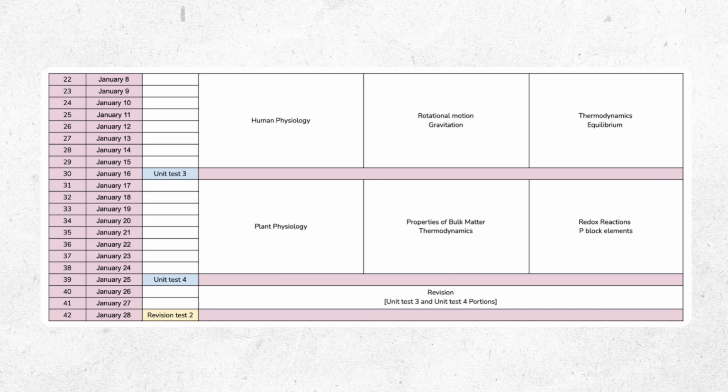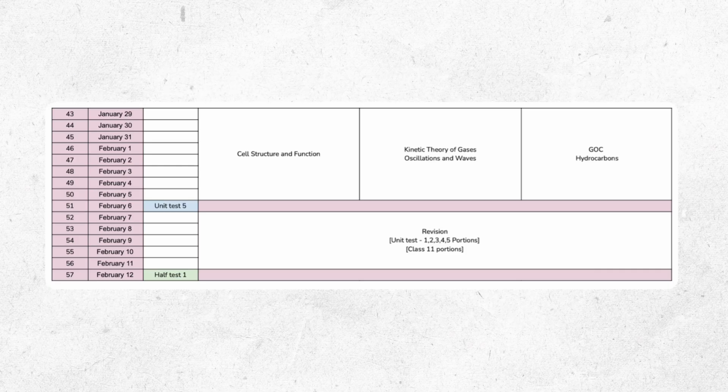Next, you will study block 3 syllabus and you will write unit test 3, followed by block 4 syllabus and unit test 4. After completing block 3 and block 4 syllabus, you will write revision test 2 for these blocks. Next, you will study block 5 syllabus followed by unit test 5. By the end of day 51, you will have completed class 11 portions completely. You will get 5 days to revise entire class 11 portions. After that, you will write a half portion test for class 11.